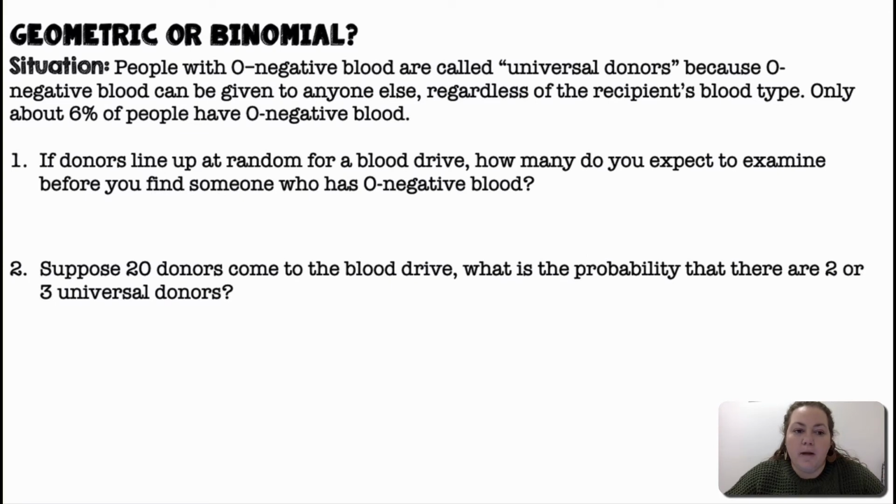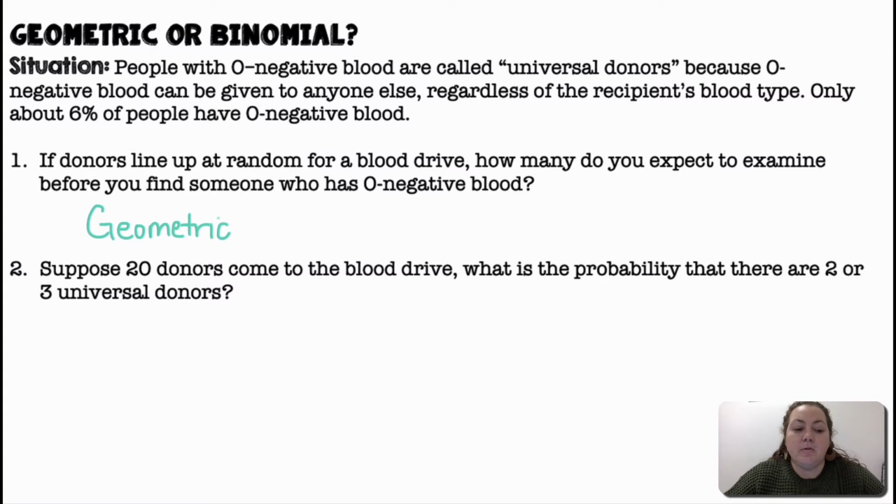All right, geometric or binomial. So you do need to be able to determine if the model is binomial or geometric. People with O negative blood are called universal donors because O negative blood can be given to anyone else, regardless of the recipient's blood type. Only about 6% of people have O negative blood. If donors line up at random for a blood drive, how many do you expect to examine before you find someone who has O negative blood? This would be how many until your first success, so that would be geometric. I don't know how many total trials I have.